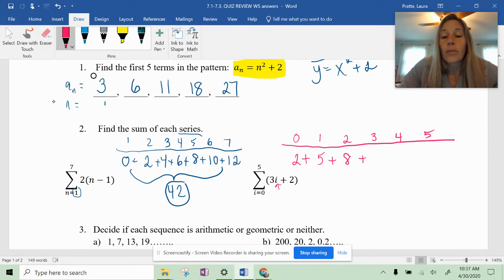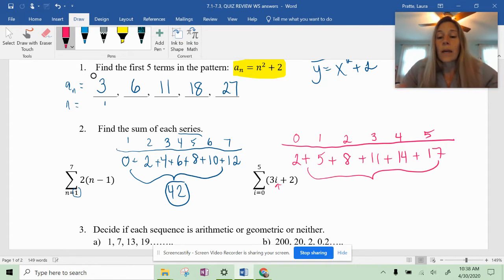When I plug in the 3, 3 times 3 is 9, plus 2 is 11. When I plug in the 4, I have 12 plus 2, which is 14. And when I plug in the 5, 3 times 5 is 15 plus 2, which is 17. And now I want to add those together. So you can just add them in your head, add them on the calculator, and you should get 57 for your sum.